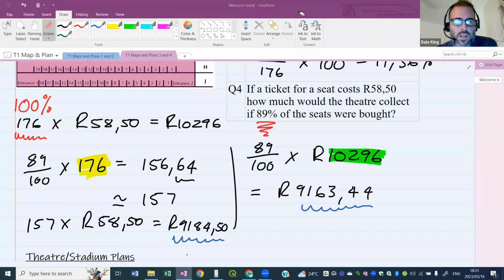Anyone else have an idea? Why is the one on the left different to the one on the right? They're almost the same. So what's different in these two calculations? Shouldn't they give us the same answer? There's something that's slightly different between them. Yes, we've got seats on the left and Rand value on the right, but they should be the same, shouldn't they? 176 seats is 100% of the seats. 10,296 Rand is 100% of the Rand value if all the seats are sold. So why are we getting a different number?